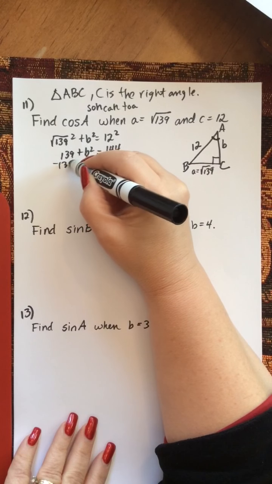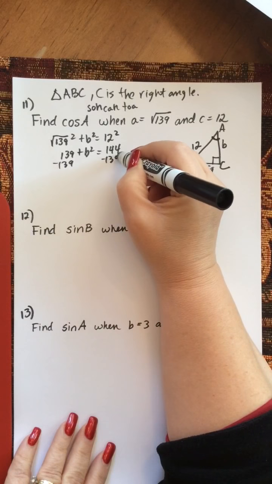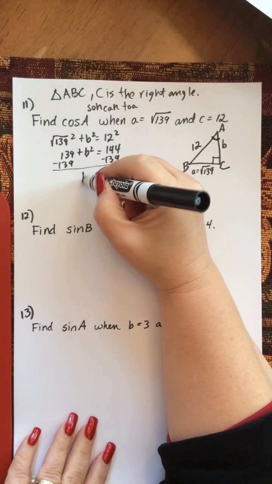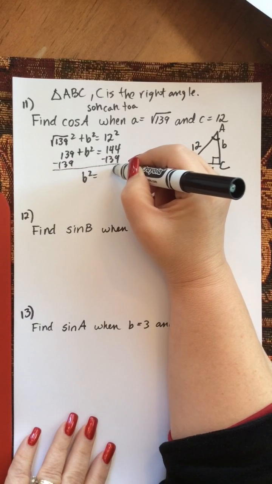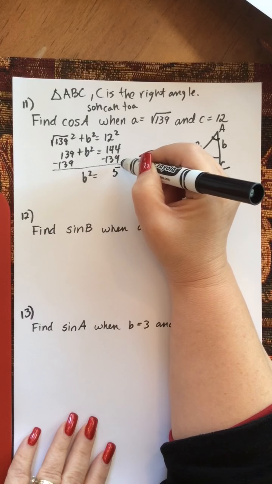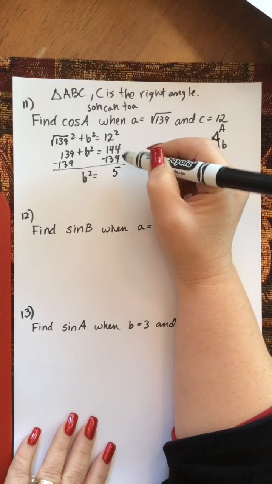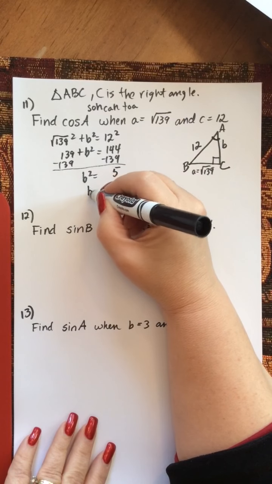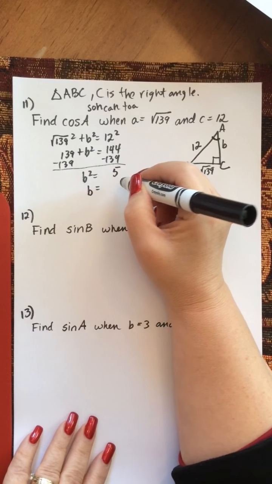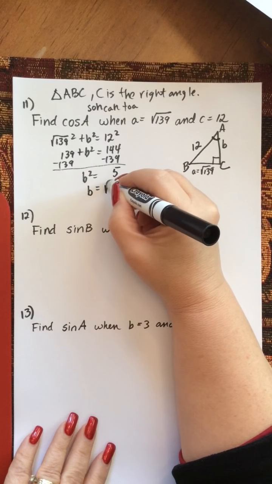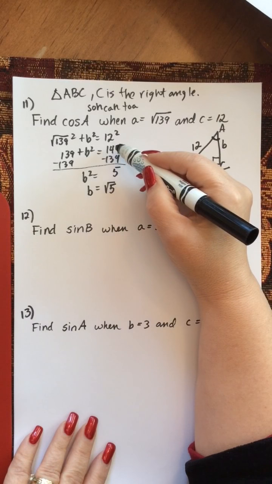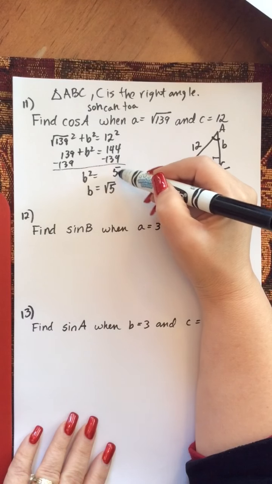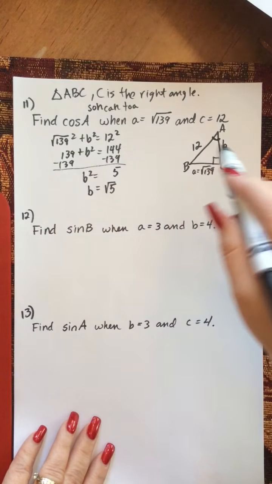And if I subtract 139 from both sides, I get b squared is equal to 144 minus 139, which is 5. And that's all that is, right? b squared is 5. Okay, so b is going to be equal to square root of 5. Did I do that correctly? I believe so. 144 minus 139, 5. Okay, so b is square root of 5.